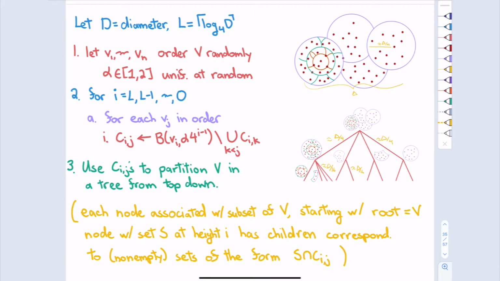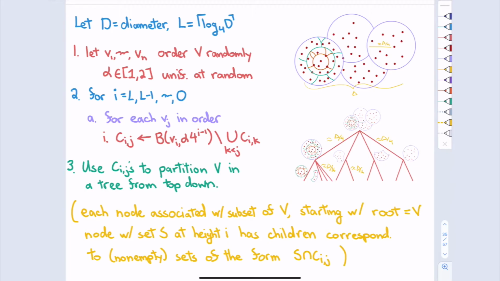So, okay, let d be the diameter. The number of levels will be log base 4 of the diameter, partly because we'll start at radius 1 and we'll go up to roughly d. And we're going in factors of 4. So all the randomization occurs in step 1. You do 2 things. You order the vertices uniformly at random, and I'm going to choose some factor alpha between 1 and 2, uniformly at random.